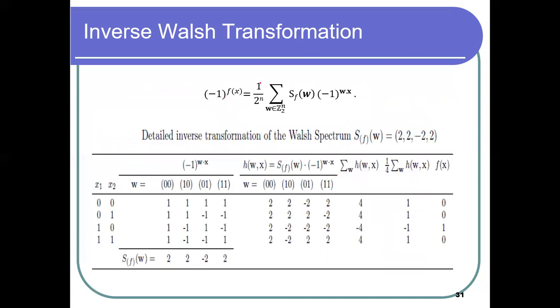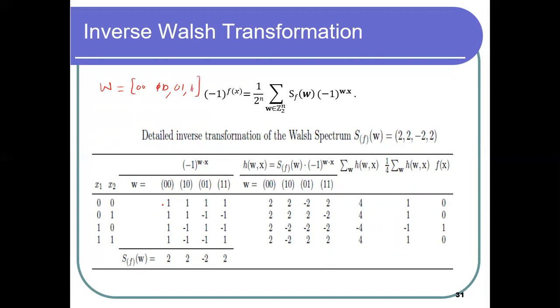The inverse of the Walsh spectrum is minus 1 to the power f of x equals 1 over 2 power 2, times the Walsh spectrum times minus 1 to the power w times x. So we have the Walsh spectrum. What I have to do is take w, which is 0 0, 0 1, 1 0 and 1 1. I take this as a vector w.